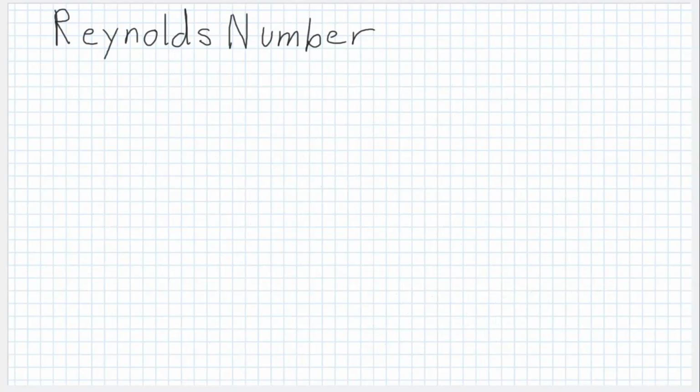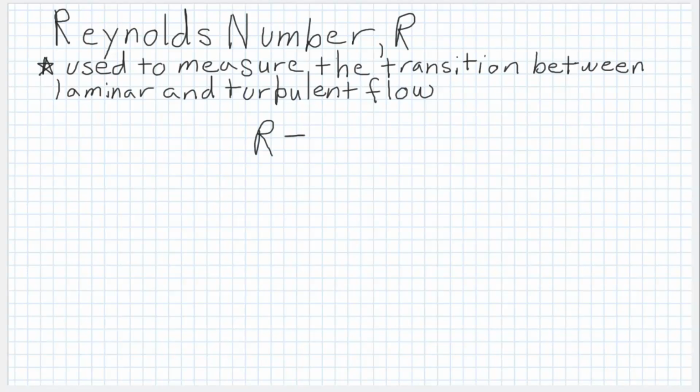Okay? So now we need a mathematical way to describe how turbulent a flow is. And the way we do that is with something called Reynolds number, which we'll use the symbol capital R to represent. And so the Reynolds number is used to see the transition between laminar and turbulent flow. We can calculate the Reynolds number R by taking the speed of our flow times the density of our fluid times the radius of our pipe and dividing it by the viscosity of our fluid.